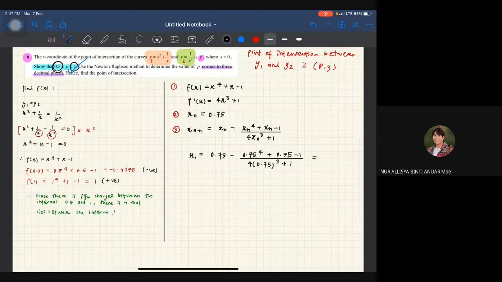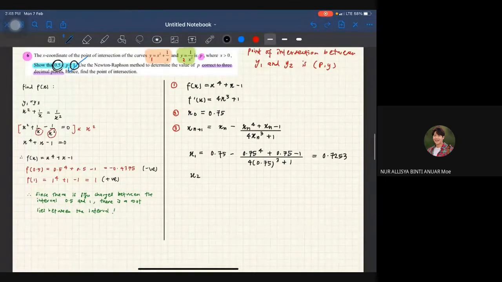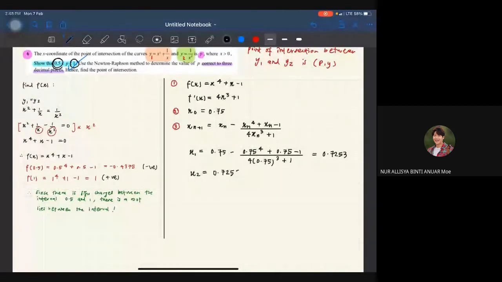.7253. Okay, thank you, Ika. So you get 0.7253. Okay, so betul 4 decimal places. Alright, and then for x2, nak cari dia, kita akan gunakan the previous value. So you have 0.7253 and then minus with 0.7253 power of 4 plus 253 minus 1. Okay, so itu adalah awak punya fx.